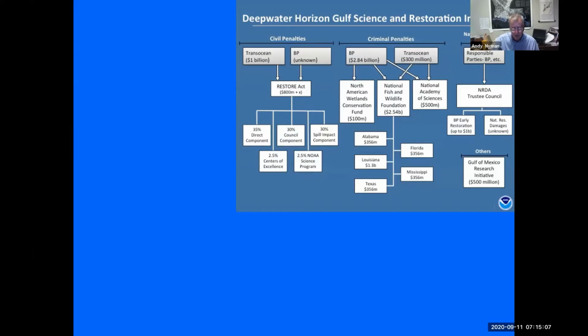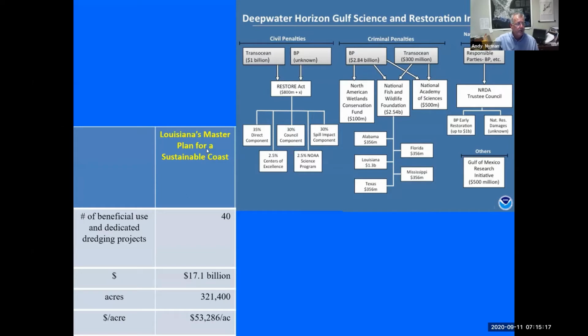going to be spent over the next, we still have another 15 years to go of that money being spent. Louisiana has plans for it in wetland restoration. So in Louisiana there is a master plan. In that master plan, they hope to build 40 of these constructed wetland projects at a cost of $17 billion, build well over 250,000 acres of wetlands, 321,000 acres. And, you know, with inflation, the cost is projected to go up to a little over $50,000 an acre. And that's just Louisiana's part.